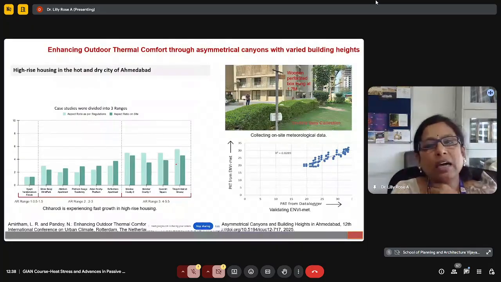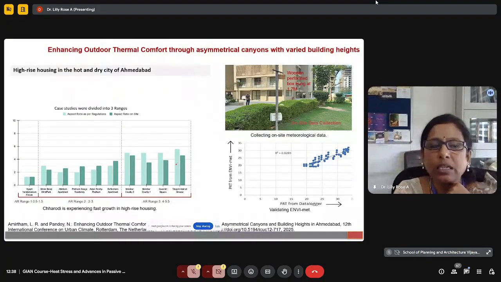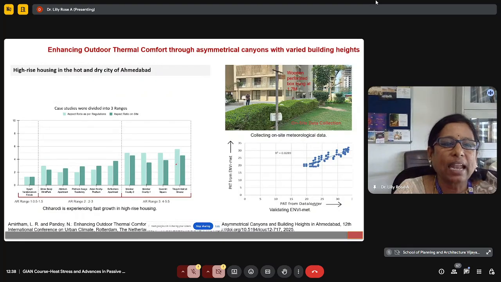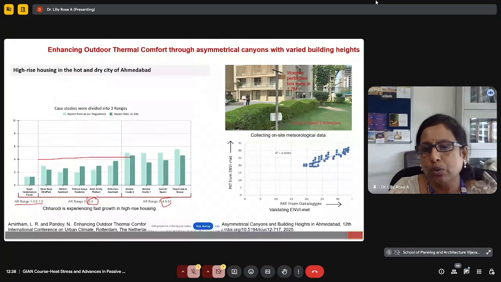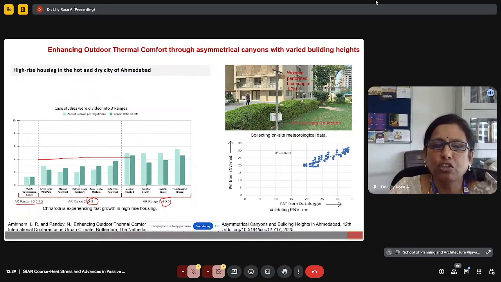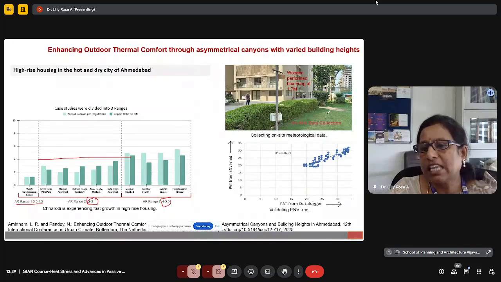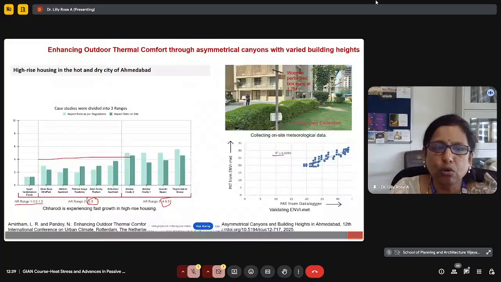aspect ratio in the high-rise housing, which is a gated community, and we categorized them into 3 aspect ratio ranges. Aspect ratio range 1 is 1 to 1.5, range 2 is 2 to 3, and range 3 is 4.5 and 5, and we found the majority of the buildings fall under aspect ratio range 2 to 3. So we chose one of the high-rise housing in that range, measured on-site data, and validated through ENVI-met simulation, and we found a good correlation.